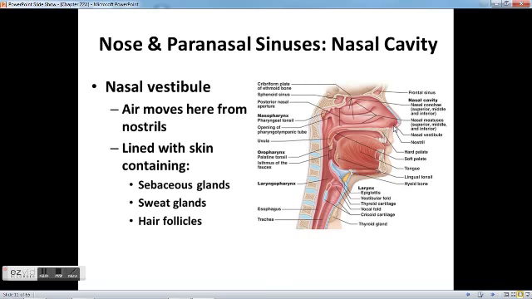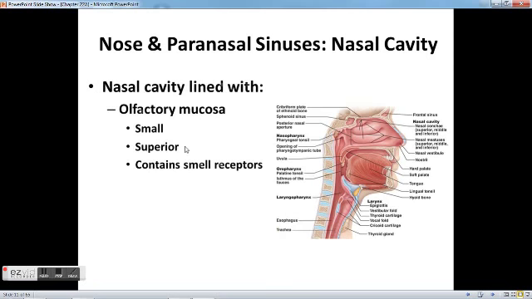Now, the nasal vestibule, like I mentioned, is where air is going to move in from the nostrils. And believe it or not, it actually has sweat glands, which is kind of weird, and sebaceous glands and hair follicles. This is where a lot of that humidification of air, as well as some of the trapping of foreign particles or debris, can happen. If we can stop them there, then we can keep some of that stuff from getting down into our nasal cavity.